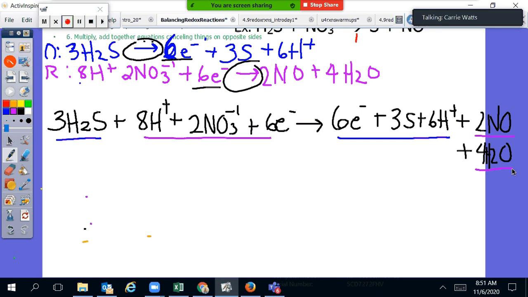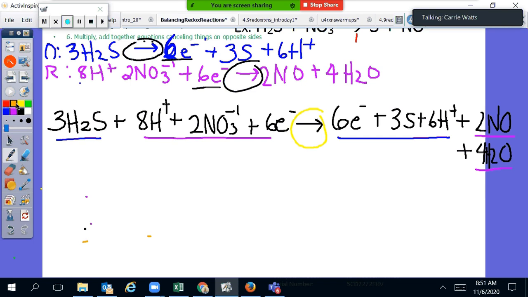Okay, let me just double check myself that I did everything right. Checking my work just to make sure. Yeah. Okay. Now the last thing is we've multiplied to get the same number of electrons. We've added the two equations together, and now we're going to cancel equal things on the opposite sides of the arrow. Okay, so here's my arrow.